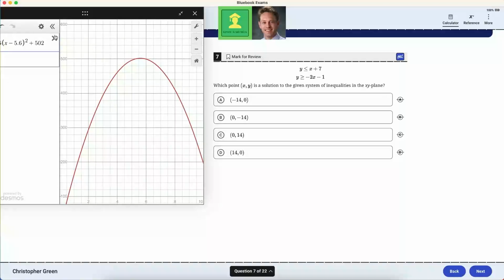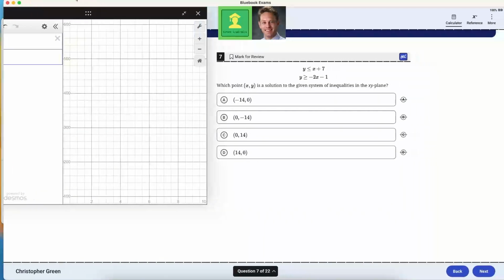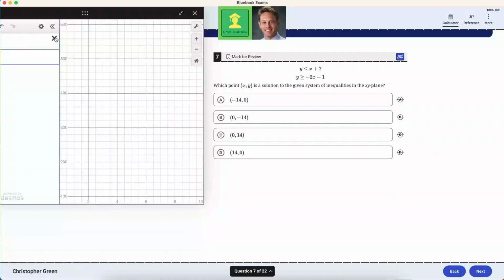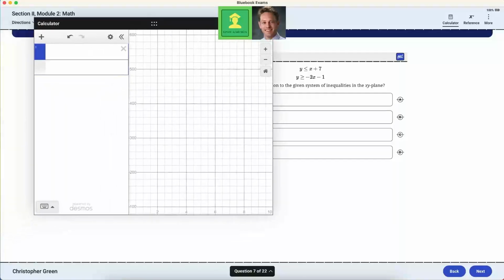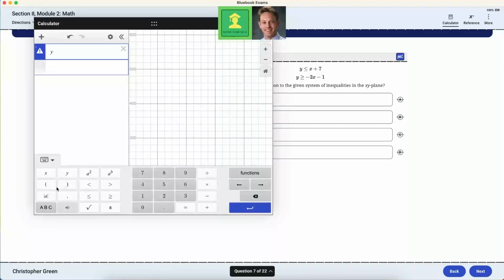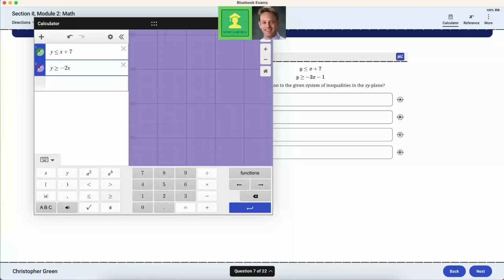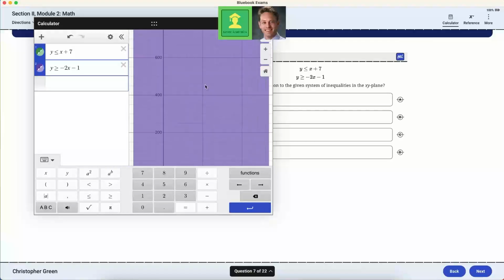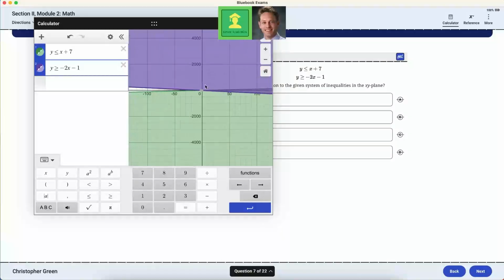This is an excellent problem with which Desmos will help. In fact, making a graph of a system of inequalities is one of the most obvious applications of the features available in Desmos. So y is less than or equal to x plus 7, and also y is greater than or equal to negative 2x minus 1. Now you have to understand what this means.